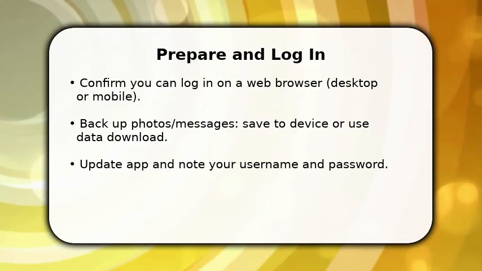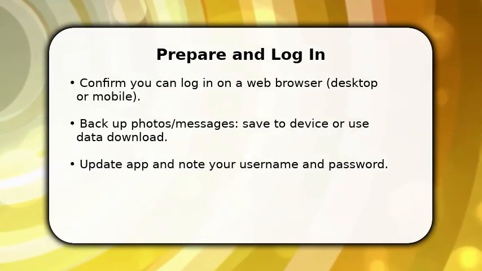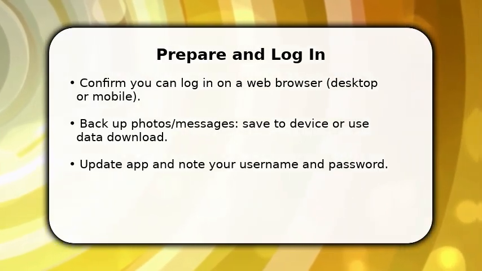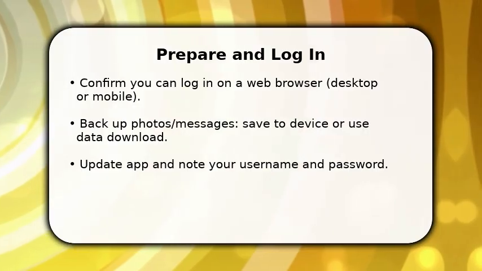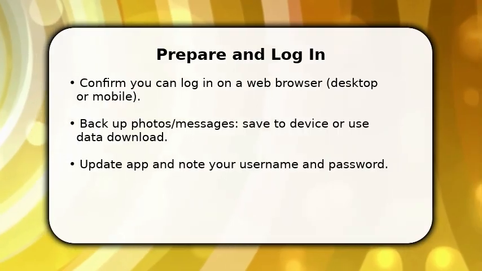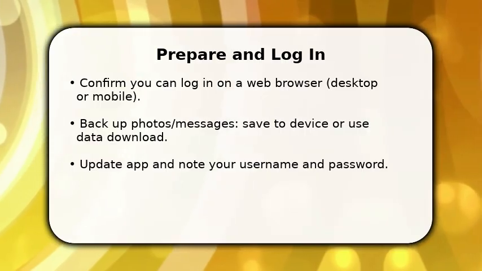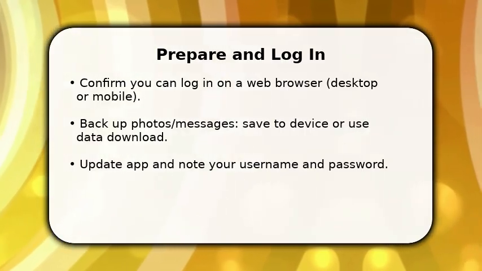You start by preparing. Make sure you can access Instagram on a web browser because the temporary disable option appears there. Once done, back up any photos or messages you care about. Downloading your data prevents surprises. Next, verify your username and password so you won't be locked out mid-process.